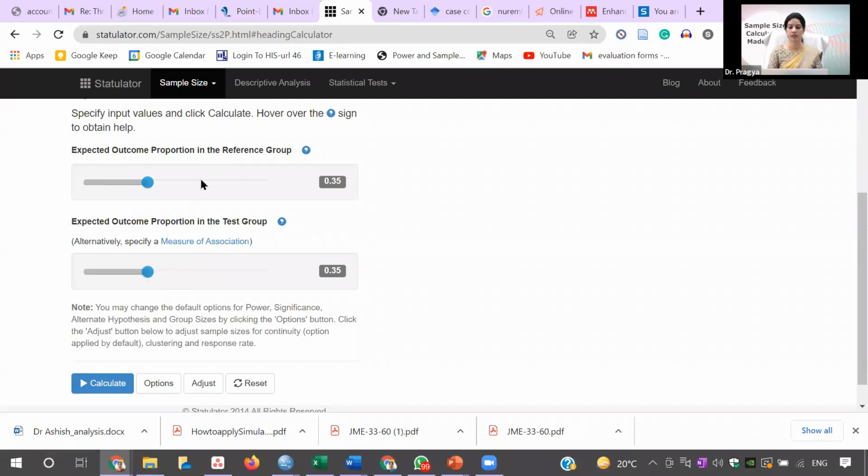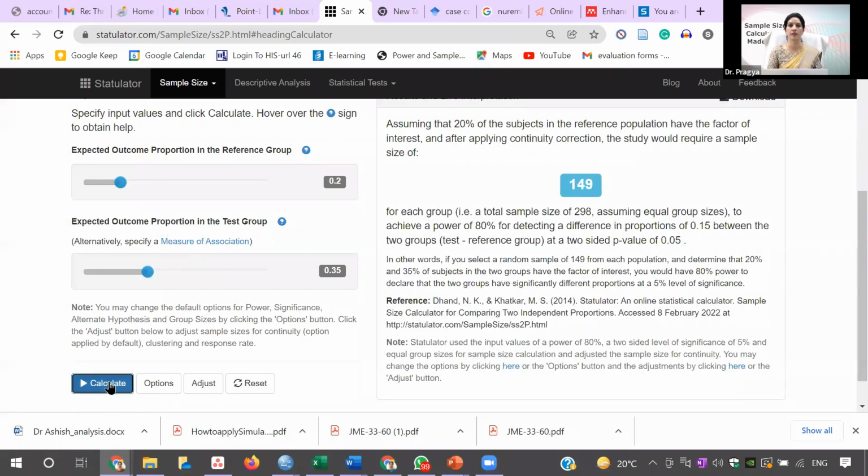So no, this is in the reference group. You have to see in the reference. In the reference group, it was 0.20. And in this thing, it was 0.35. And there was no adjustment. So it is 149. So yes, you are right.